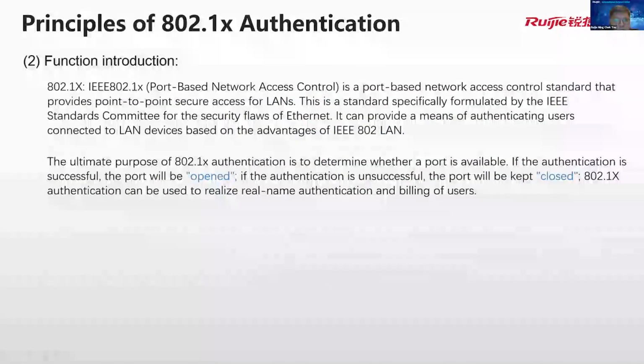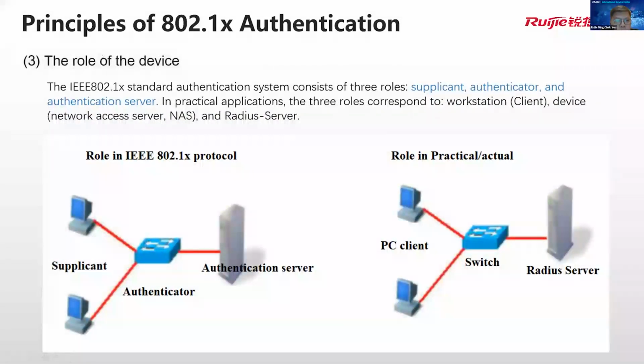Next, this function is port-based access control. Normally, if you have authenticated, the port will be open, or it will be closed if you didn't pass the authentication. So the roles in the 802.1x, we have three components, three roles. The first one will be the supplicant. The second one will be your authenticator, and the third one will be your authentication server.